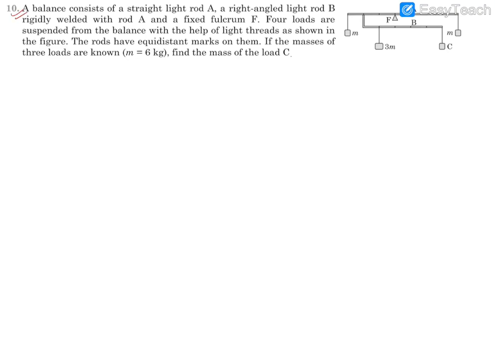Question number 10. Let's consider it. This arrangement has been given to us. It consists of light rigid rods and certain masses are hanging, and in them this C is unknown mass, and we need to find that mass C. So let's say this C has mass m dash, and a fulcrum has been applied over here.